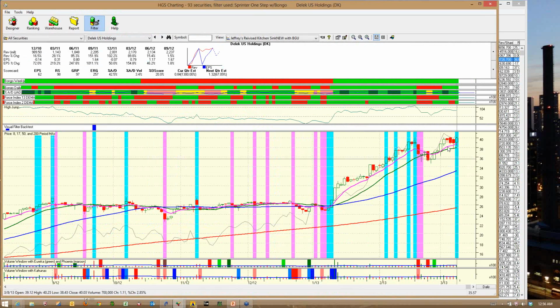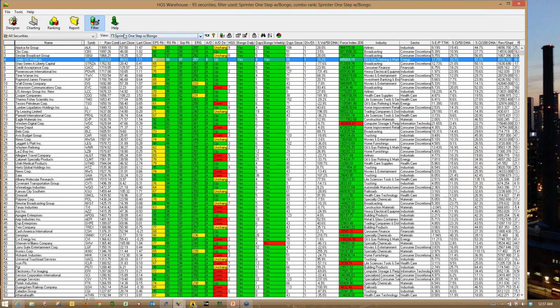Pocket pivot on Belk. Still has great earnings. This one's probably got the best earnings of the bunch and pays a little dividend. And lastly, just to show you, Sprinters is a simple tool like the GIF to find some great stocks.